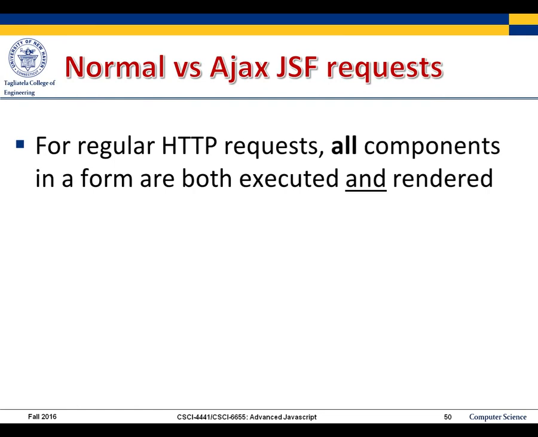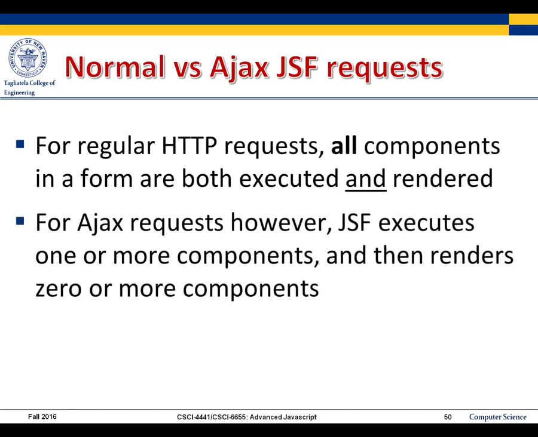So normal requests, generally speaking, let's say we're talking about forms usually, all the components in the form are executed and rendered. That's kind of the standard model for how everything has worked. What Ajax allows you to do is execute one or more. You need to execute at least one or more of the components. It could be 1, 2, all, some list. And then it renders 0 or more of the components. In other words, it could render nothing, that's possible, or it could render 1 of them, 2 of them, 3 of them, all of them, etc. Okay?